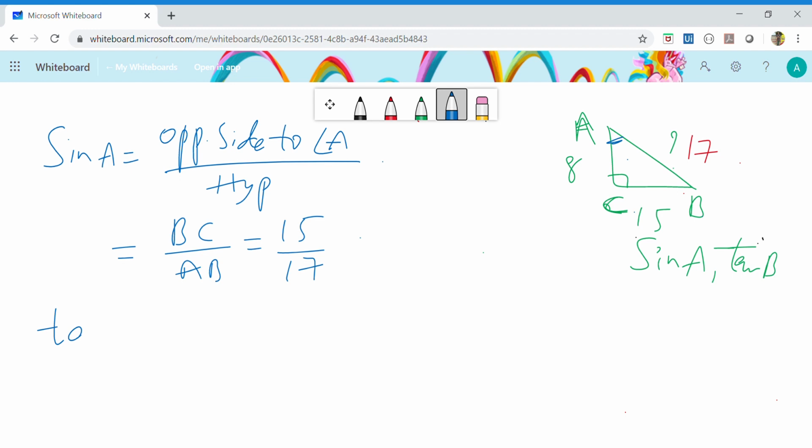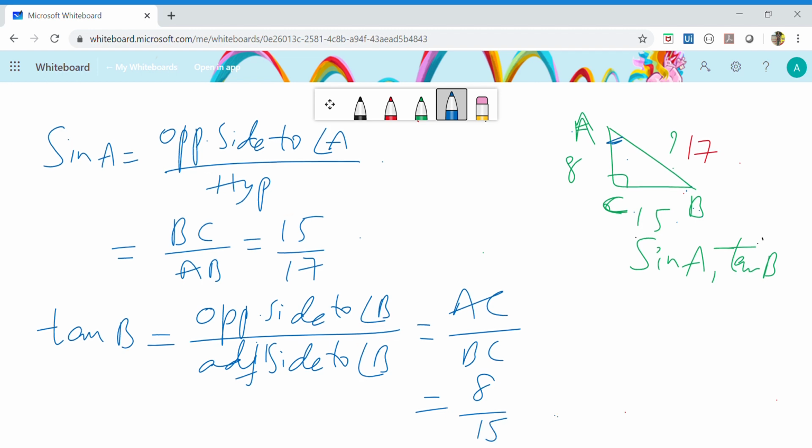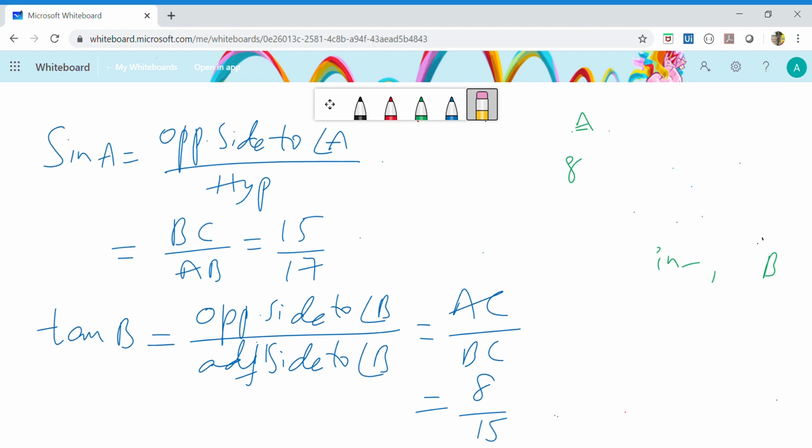Next, tan B. What is tan B? Opposite side to angle B by adjacent side to angle B. What is the opposite side to angle B? AC. And what is the adjacent side to angle B? BC or CB. AC is 8 by CB is 15. 8 by 15.